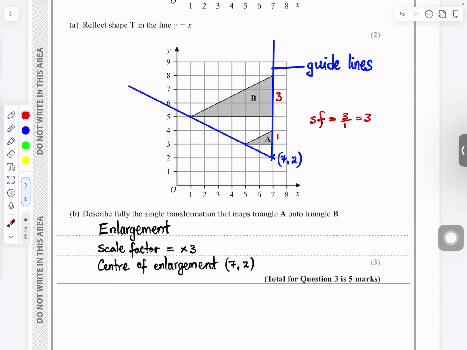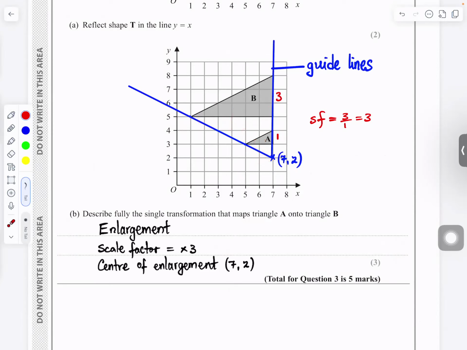Scale factor, how many times bigger? You can count 1, 2, 3 on the large one and 1 on the smaller one. So 3 divided by 1 is 3. So it's 3 times bigger. Scale factor is 3. Or you can use the horizontal side: 1, 2, 3, 4, 5, 6, and 1, 2. So the scale factor is 6 divided by 2, which is also 3.